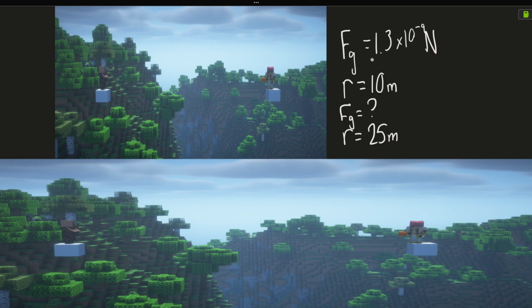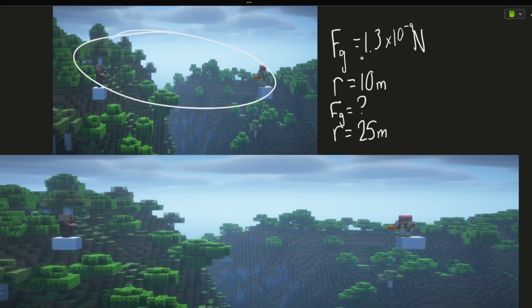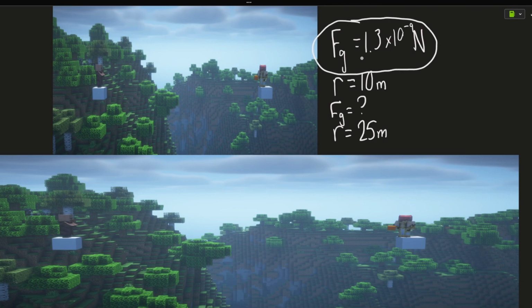So now we have another problem here where it's actually two situations and it's going to ask the value of one. So in this situation, the force between me and the villager is 1.3 times 10 to the power of negative 9 newtons. And the distance between us is 10 meters.